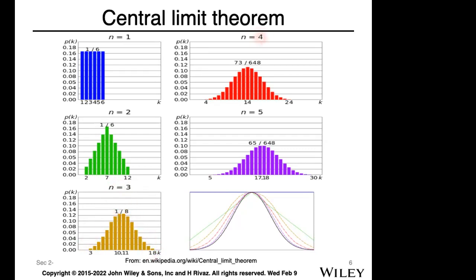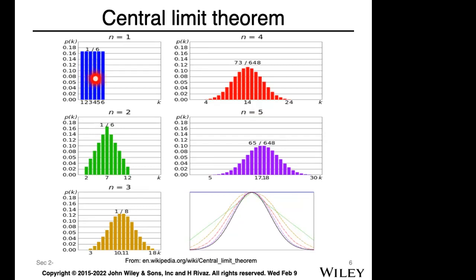And if I roll four dice and add the results, we see that it's becoming more and more like the bell shape. And at only 5 dice, which is not that many, it's virtually indistinguishable from a Gaussian function, right? And this plot here shows you what happens with different numbers, right?